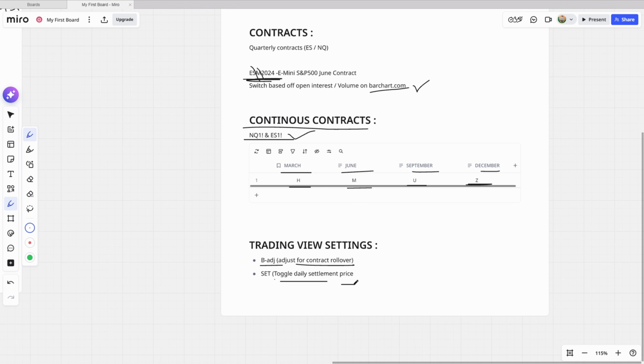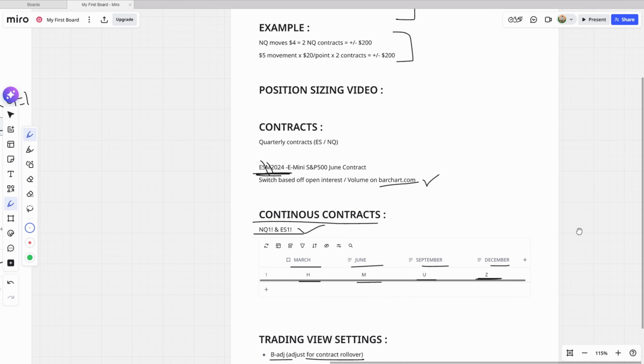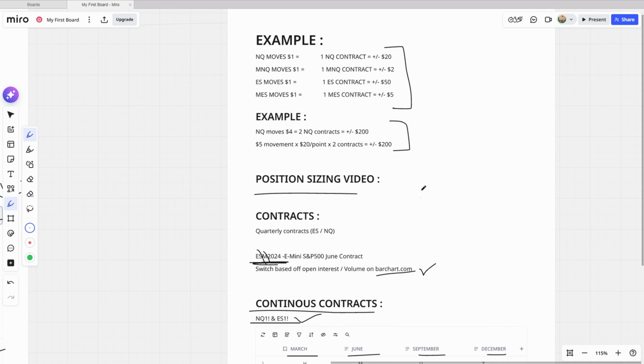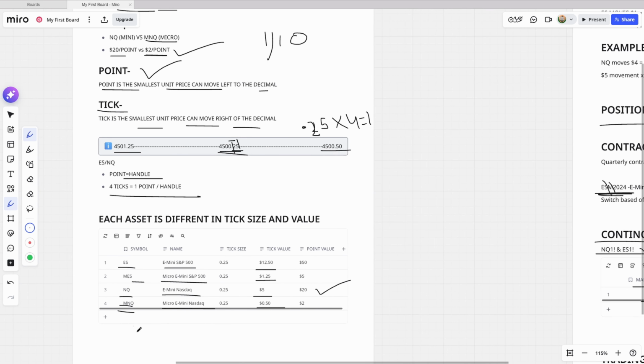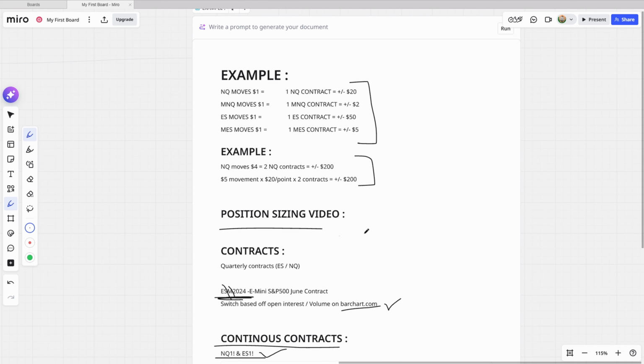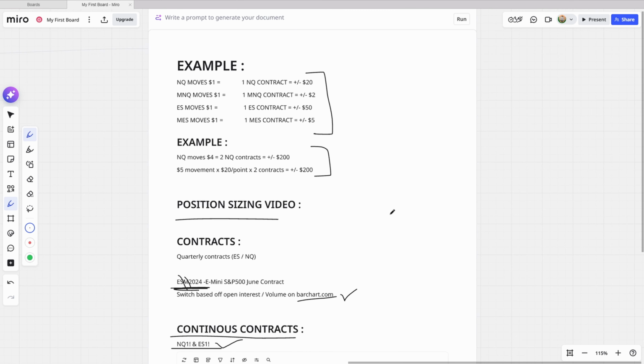Now you might be thinking this seems like a lot of math when it comes to calculating position size properly. You have to think about points, tick value, contract size, and number of contracts. And if you're new to futures, it can definitely feel overwhelming at first. Don't worry about it too much right now.